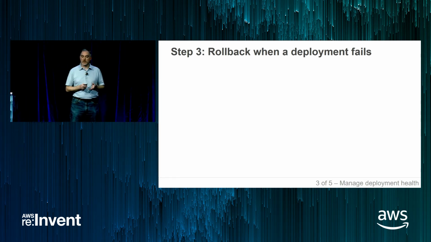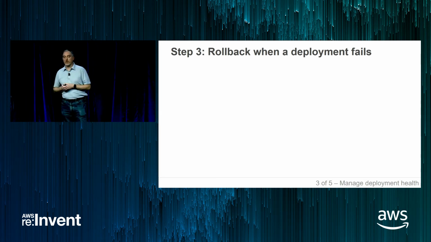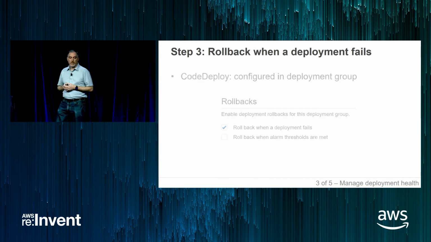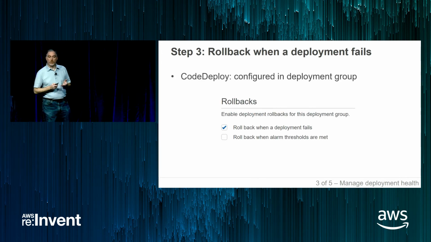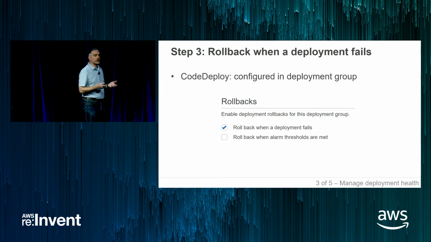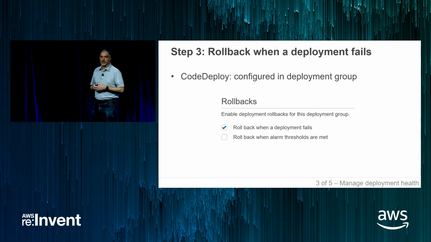So by using validation tests and minimum healthy hosts, we're going to prevent a large number of availability issues caused by bad code changes. But after a failed deployment, we still have part of the fleet running the old code and part of our fleet not in service. So CodeDeploy will roll back to a previous application version if the deployment fails and the rollback option is selected. This should then restore your fleet to a healthy state.